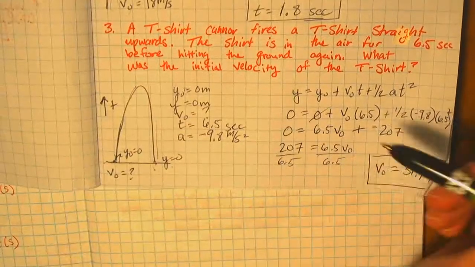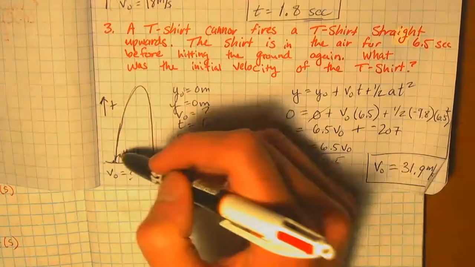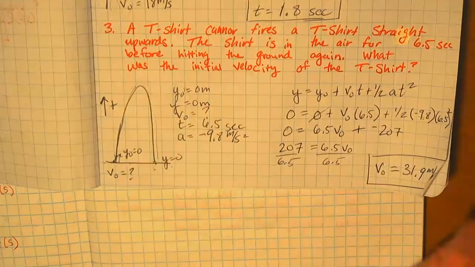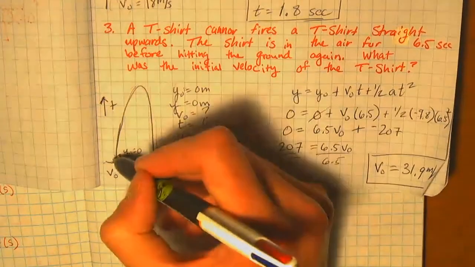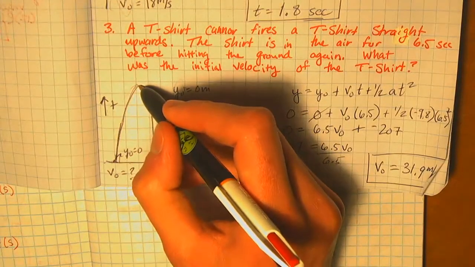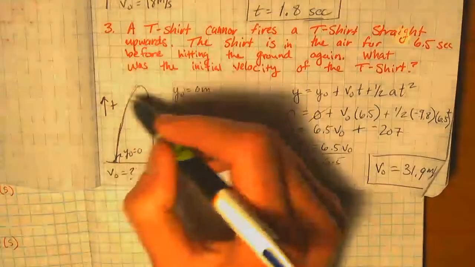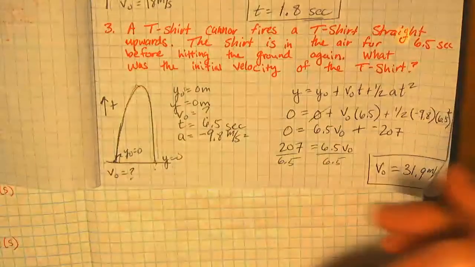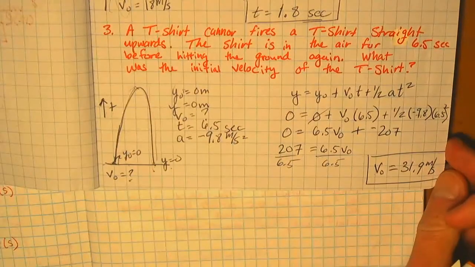So there's more than one way to do some of these problems. That would be one way as well. But you'd have to realize that you have to divide your time by 2 and remember that the velocity at the very top is 0. So that'd be another way to solve that problem.